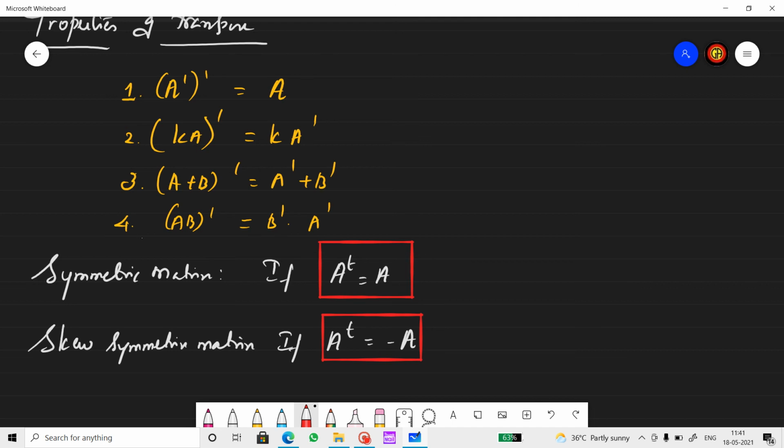Last one, AB, the whole transpose, which is B transpose into A transpose. Remember, this is important. AB, the whole transpose, is B transpose into A transpose. We apply this in sums.